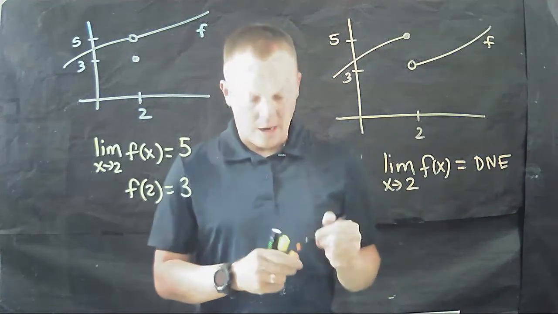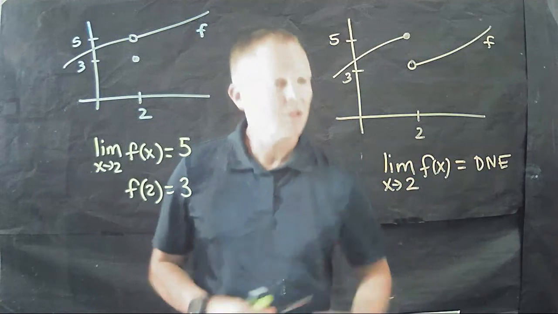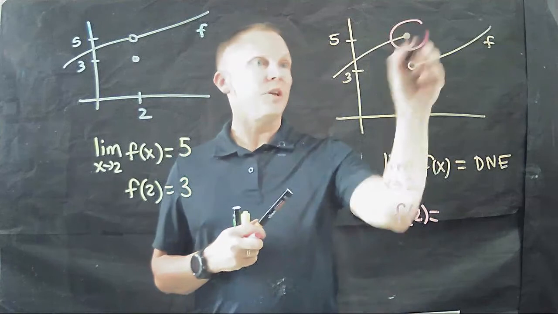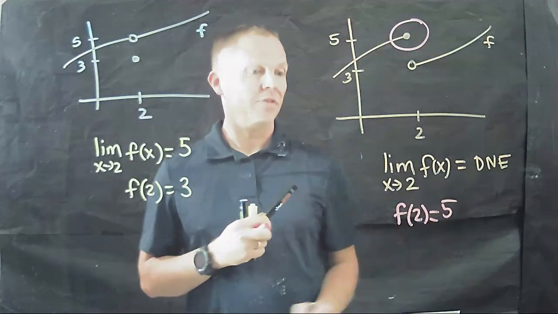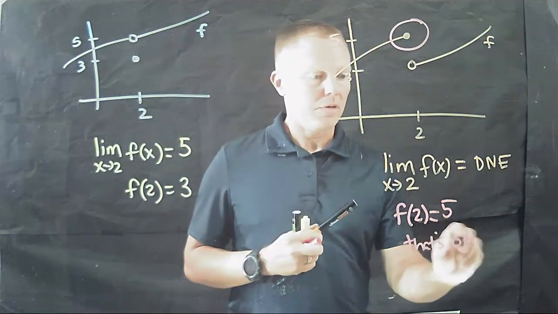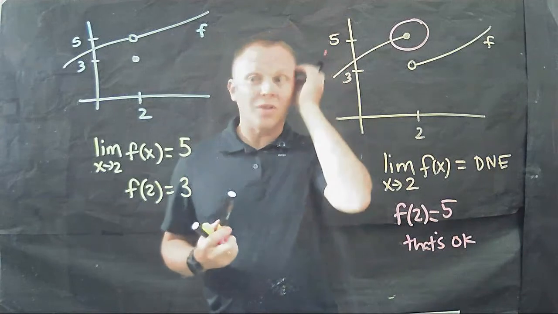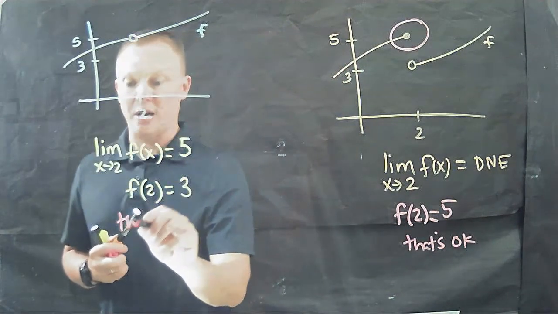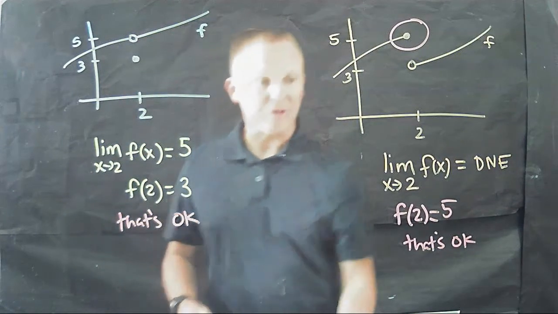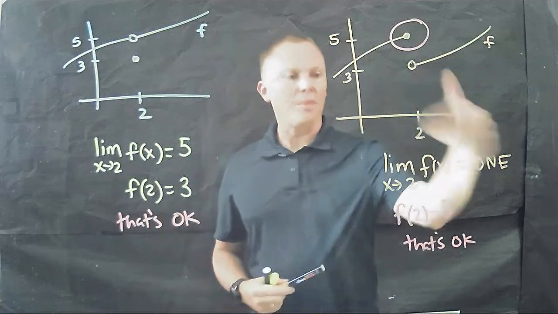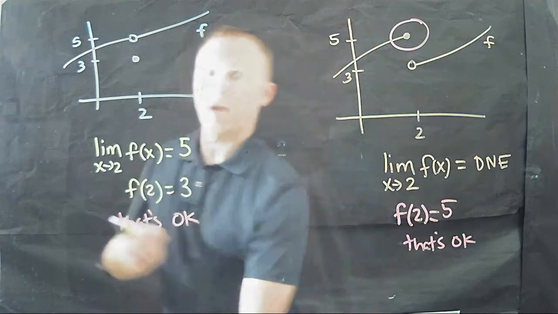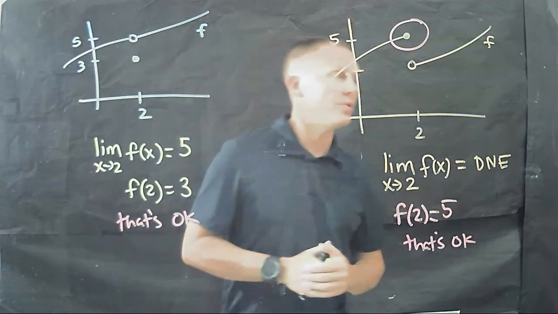Okay? But in this case, what does f of 2 equal? Well, if you look very carefully, f of 2 does equal 5. Okay? And that's okay. The limit and the function value don't have to equal each other. And same thing here. This was okay. That's one of the big misconceptions when we're talking about limits, particularly graphically, is that students often think that the limit and the function value have to be the same, but they don't necessarily. That goes back to that definition, but not necessarily equal to.